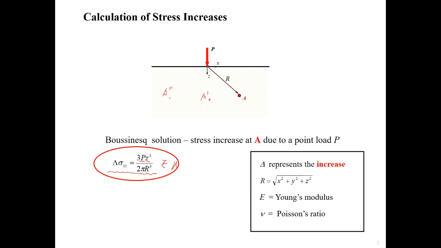So for this Boussinesq equation, this term represents the increase in the particular quantity due to the applied load at the distance R. And this R is the radial distance measured from the point of the applied load to the point you are interested in, and is expressed as the square root of x squared plus y squared plus z squared. We also have an expression for the total stress increase in the x, y, and z direction. So that's the final expression for the stress increase in the three directions.